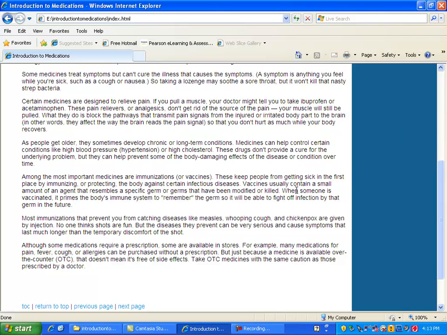Although some medications require a prescription, some are available in stores. For example, many medications for pain, fever, cough, or allergies can be purchased without a prescription. But just because a medication is available over the counter, or OTC, that does not mean it's free of side effects. Taking over-the-counter medications, you need to use the same caution as using those prescribed by the doctor.